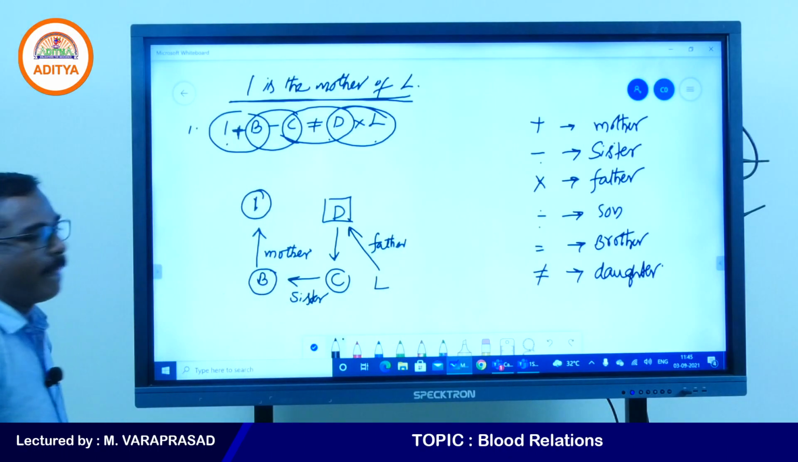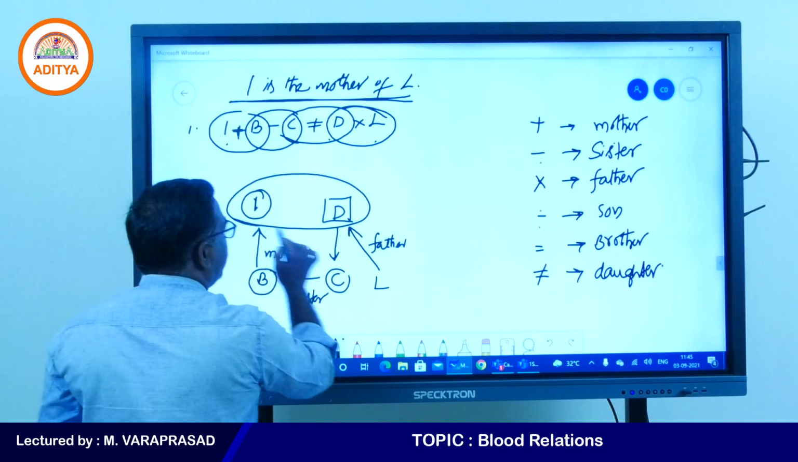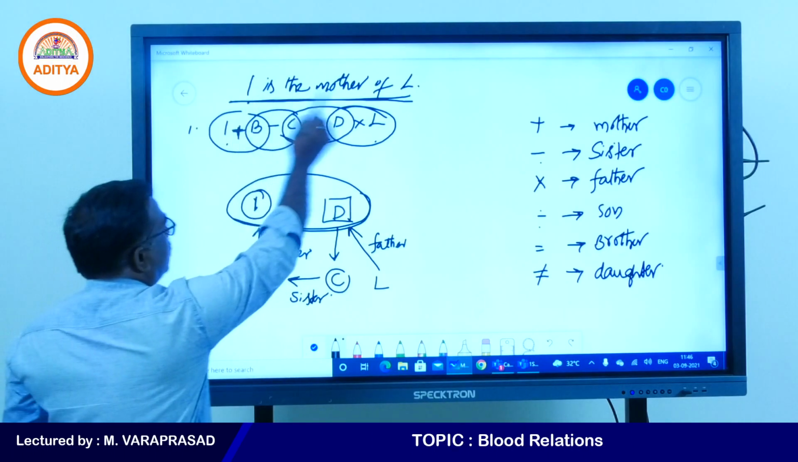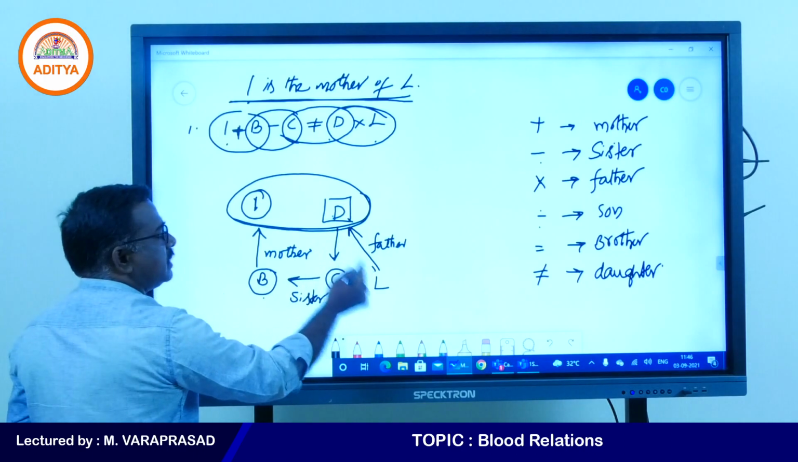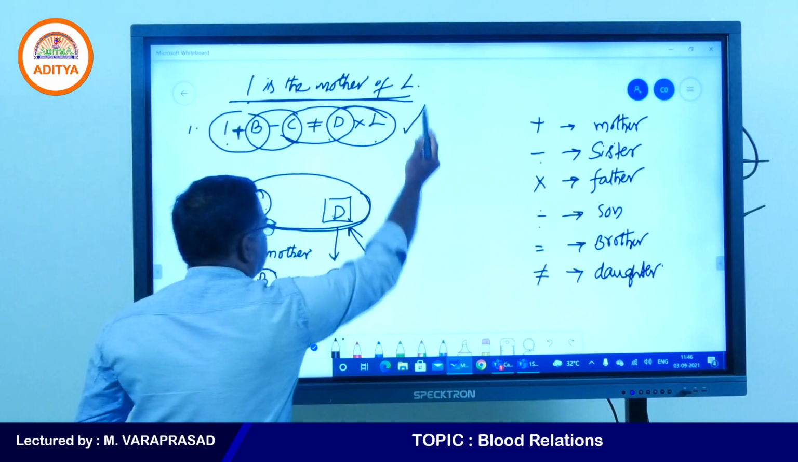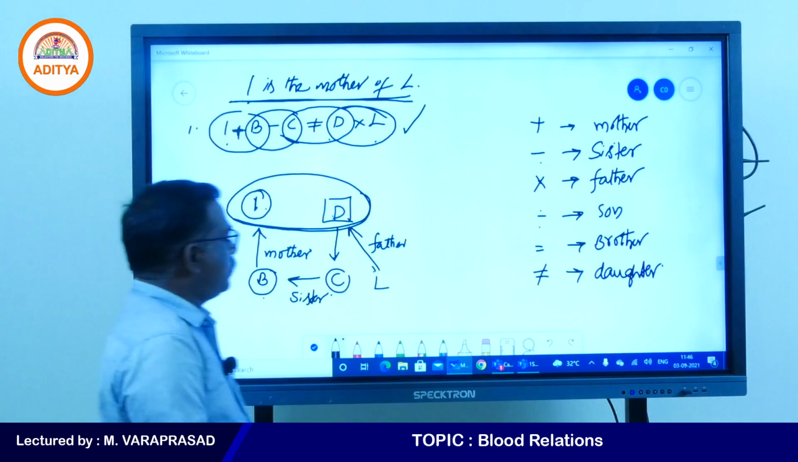Now see, we can take these two as a pair, the parents of these people. This is the father and this is the mother. I is the mother of L. Option number 1 is 100% correct, right? Yes, my students.